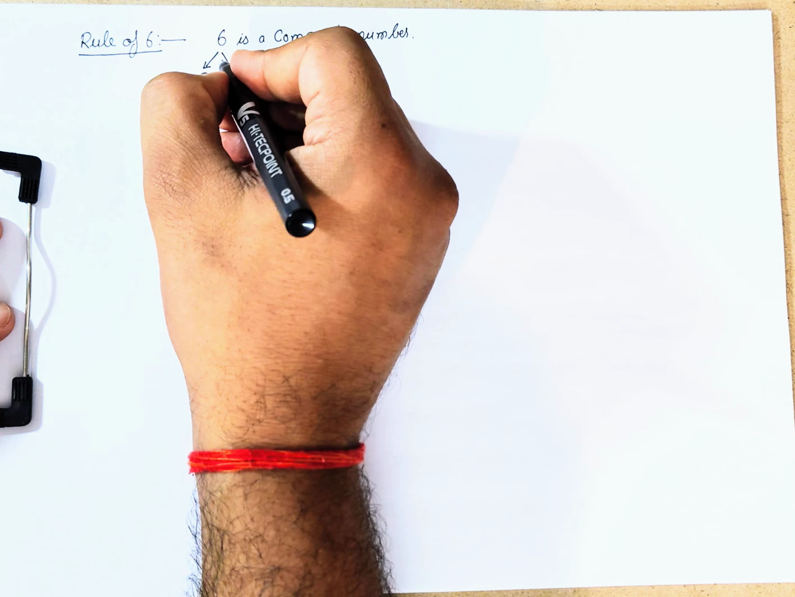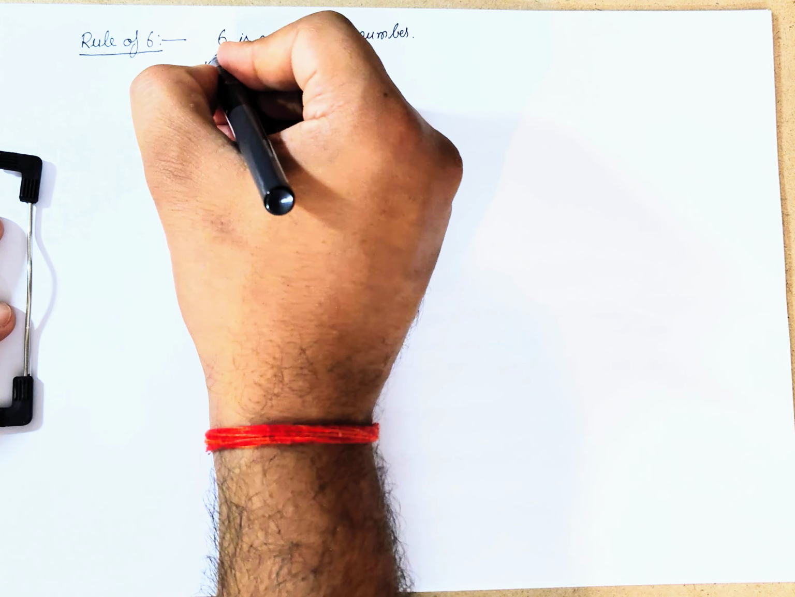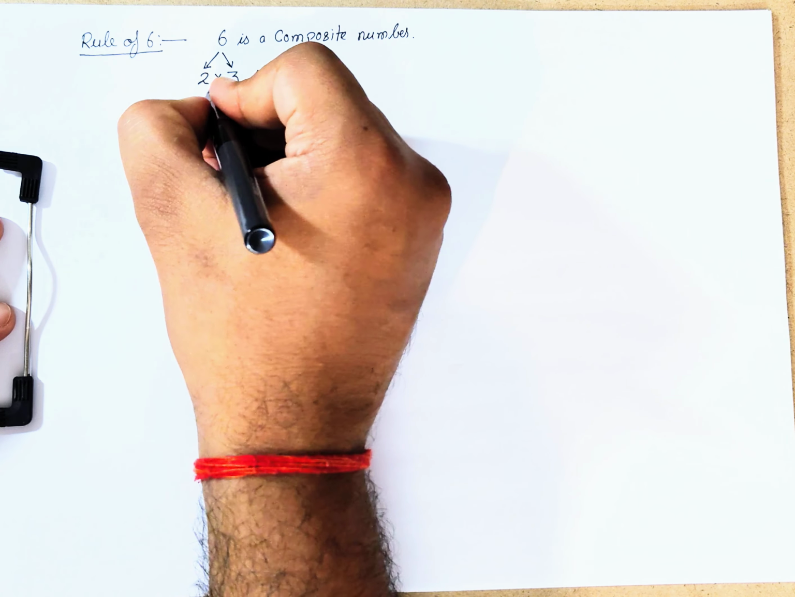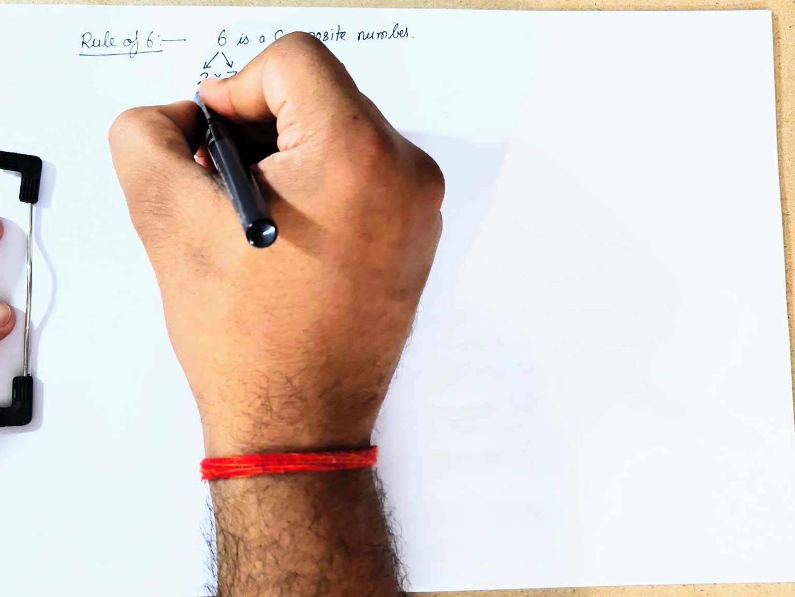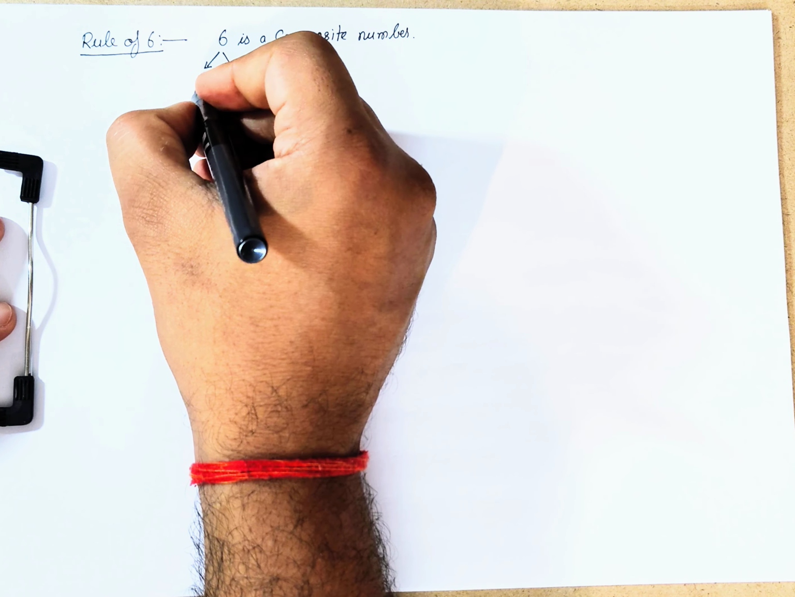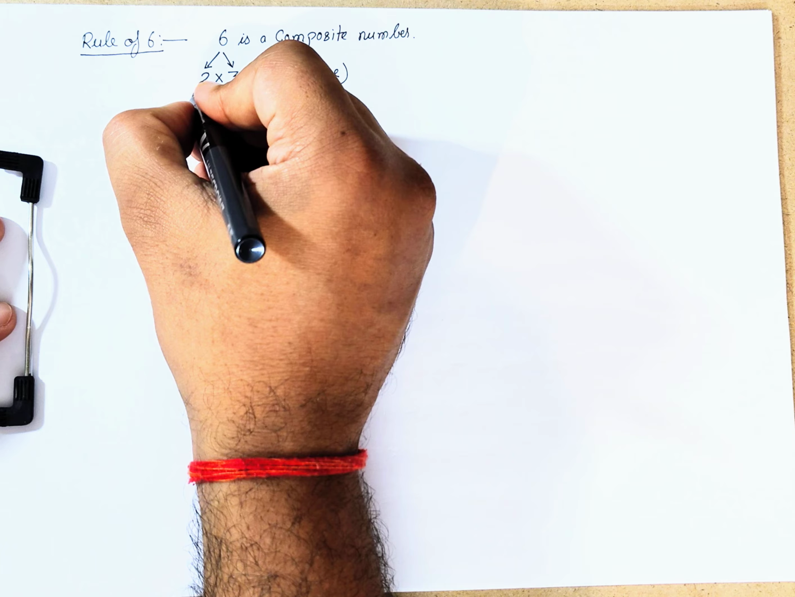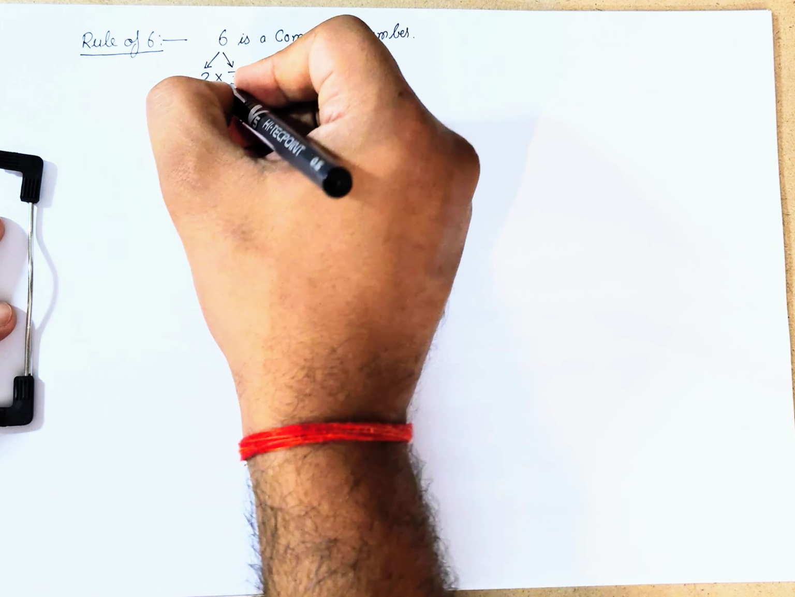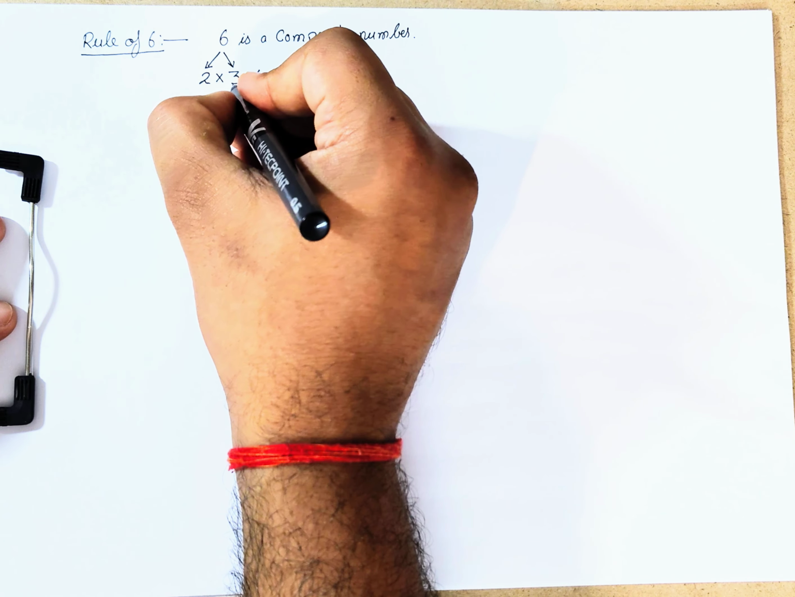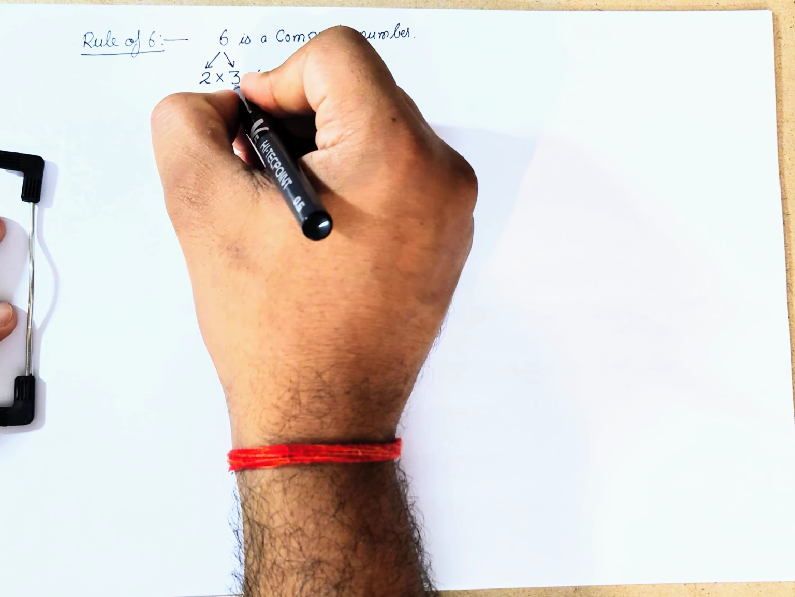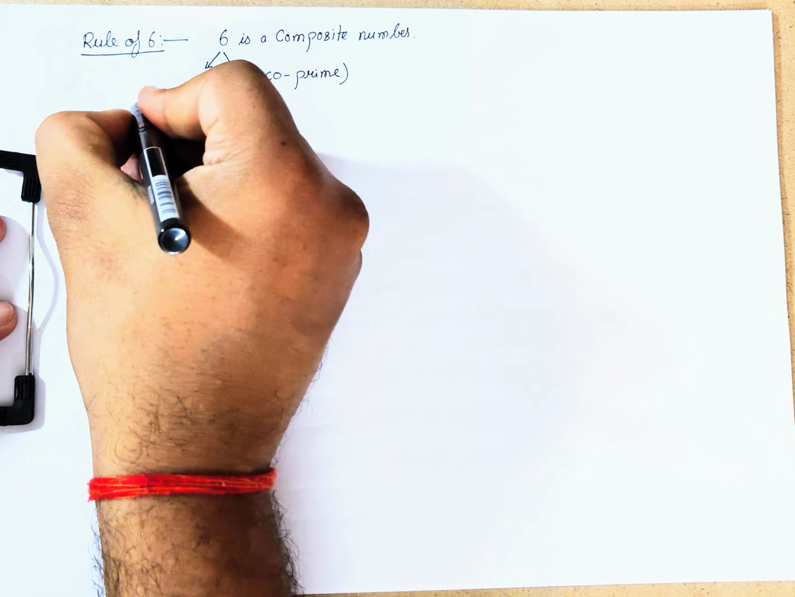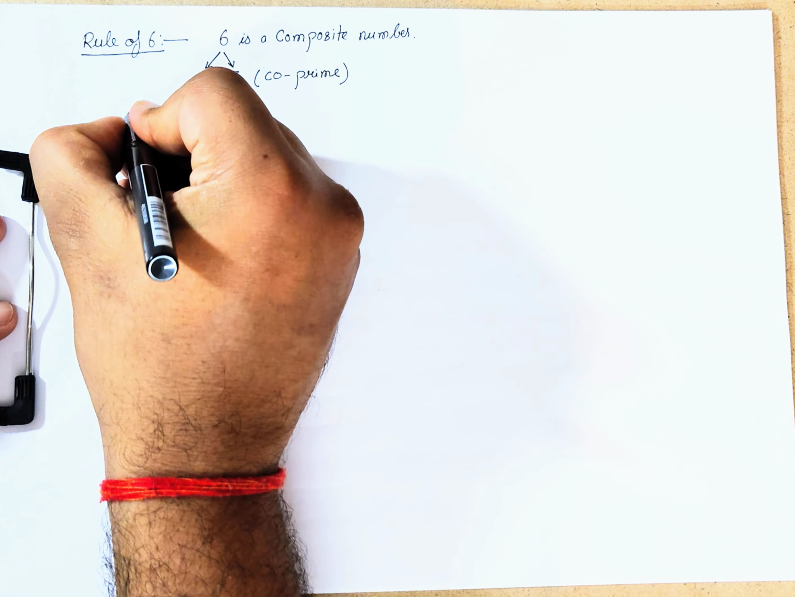Now, for a number to be completely divisible by 6, it has to be divisible by 2 and 3. And we know the divisibility rule of 2, the number should be even, and we know the divisibility rule of 3, that the sum of the digits should be divisible by 3. So let's take one example.